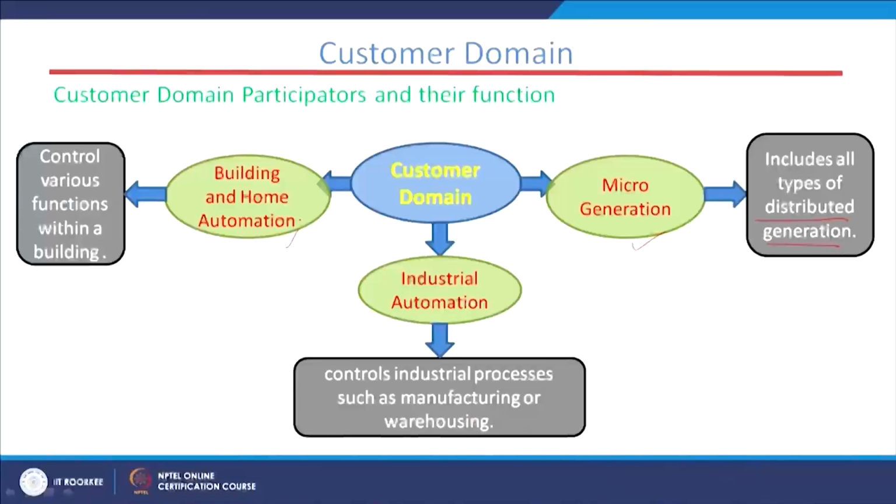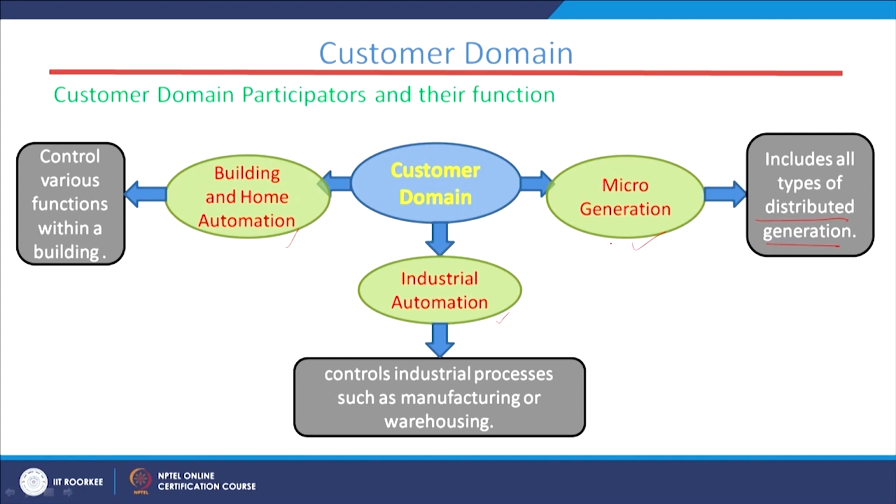Distributed generation means we have solar systems, wind systems, fuel cells, and also batteries. Those batteries are also part of the distributed generation. We will discuss more about this in the subsequent slides or subsequent modules. As far as the customer domain is concerned, the major parts are building and home automation, industrial automation, and micro generation, and their corresponding functions are defined here very briefly.